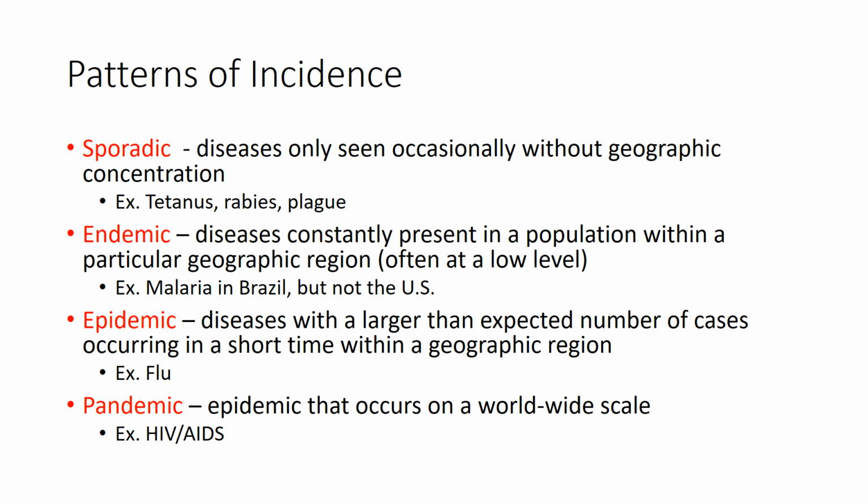An epidemic is probably the term you would be most familiar with. An epidemic is a disease with a larger than expected number of cases in a short period of time. So you're going to see a huge incidence all of a sudden. An example of that is the flu. Every year in the United States, we have a flu epidemic. We don't see incidence numbers of the flu year-round. Typically from about October to February, we see a huge increase in flu cases. So we have a flu epidemic. When an epidemic occurs on a worldwide scale, we consider that to be pandemic.